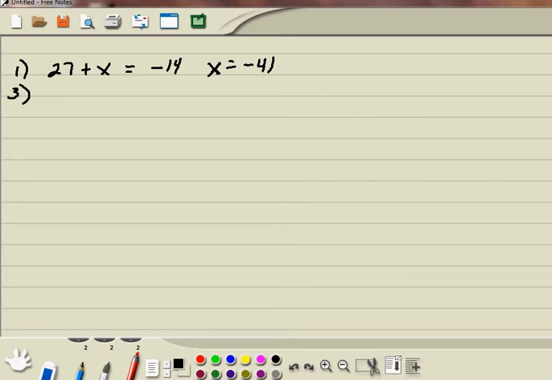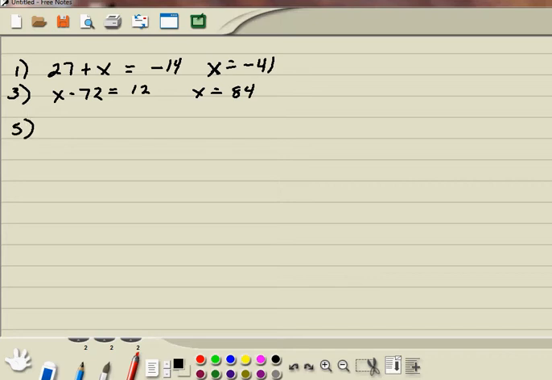Number 3, the difference of a number and 72 is 12. Well, difference means subtraction, so we have x minus 72 equals 12. And so that means x equals 84.